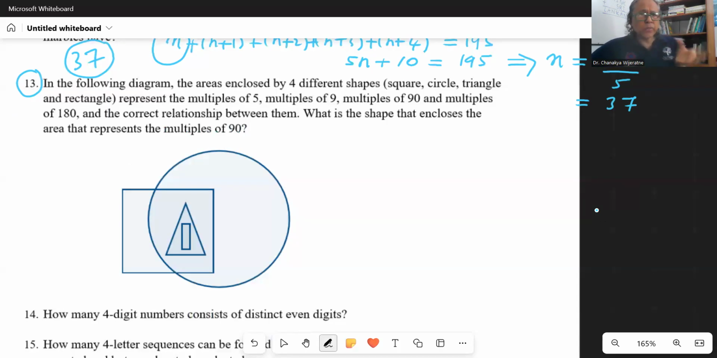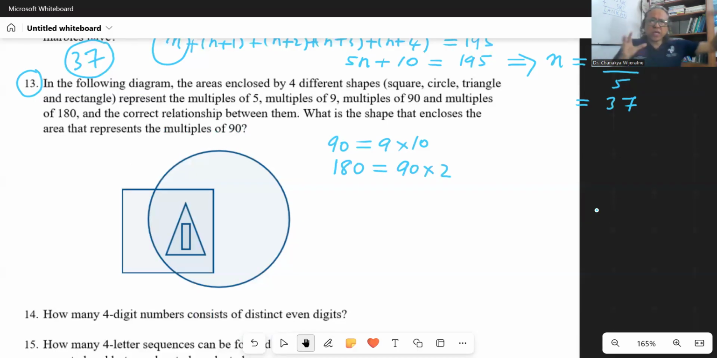Now, immediately you can see that 90 is a multiple of 9, so the area which represents 9 should include the area that represents the multiples of 90. And then 180 is a multiple of 90. So that means we should have 3 areas. The bigger one encloses the multiples of 9, and then multiples of 90, and then multiples of 180.